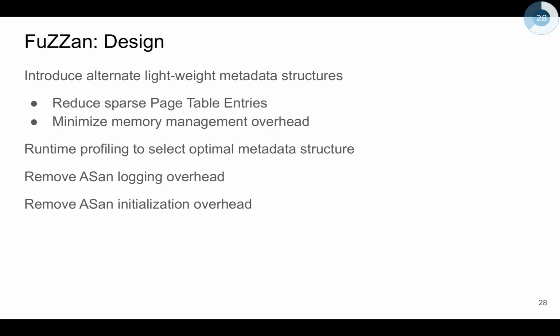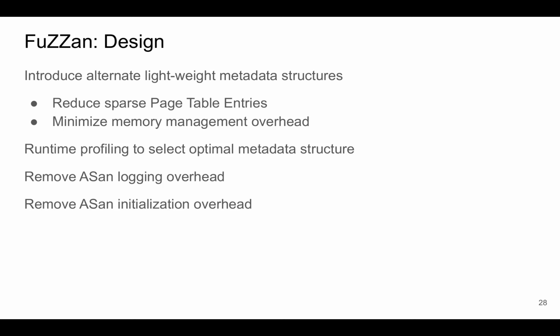Now, the design that we looked at after analyzing the page faults, overhead, and different kinds of issues we had, we looked into designing something for this particular niche. We wanted a lightweight metadata structure that allowed us to select the right data structure for the current process. So we wanted to use locality in the fuzzing process to lower the overarching overhead of the sanitization infrastructure. The big issue that we saw is that the page table entries were very sparsely populated, so we wanted to get rid of that. And we also wanted to minimize the memory management overhead.